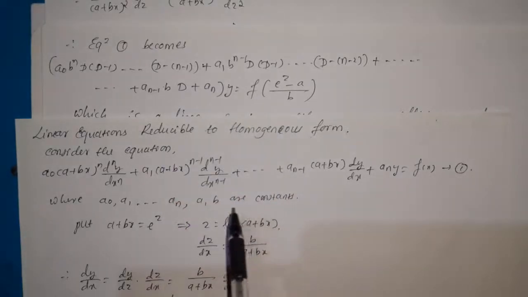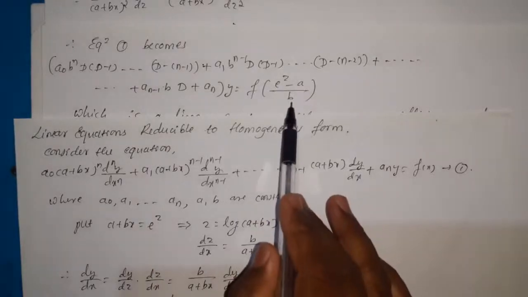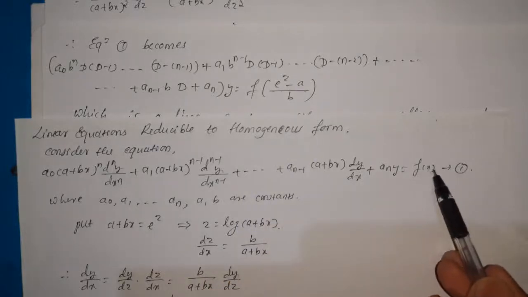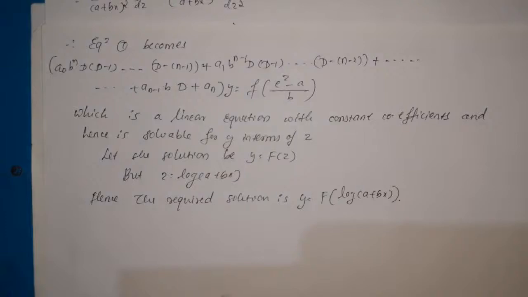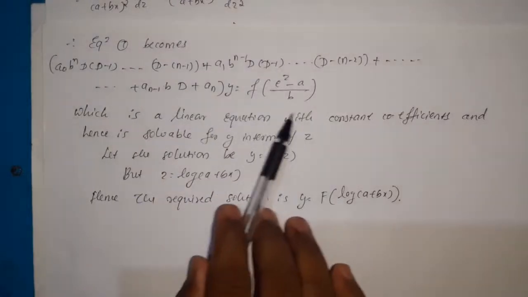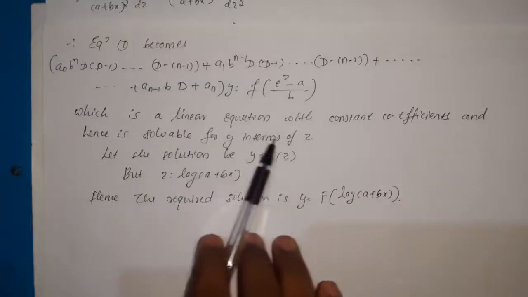By substitution, z equals what? z equals log of a plus bx, or a plus bx equals e power z. From this substitution we can write x equal to what? x equals e power z minus a divided by b. So in f of x, instead of x we need to substitute the new variable, that is e power z minus a divided by b, which gives a linear equation with constant coefficients, and hence it is solvable for y in terms of z.